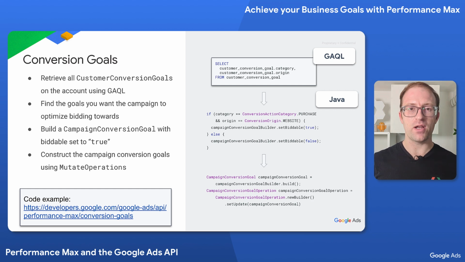The goal is what we want the bidding strategy to optimize towards, and in this case, purchase. Following these steps, we are going to create a campaign conversion goal, making sure to set the biddable flag to true, and also to create the mutate operations to construct this goal. This is the equivalent of the selection screen in the Google Ads UI. The main reason why we are selecting this is because account level goals might cover a range of goals simultaneously being executed on an account, but we want to have our PMax campaign tuned specifically to one of those goals.